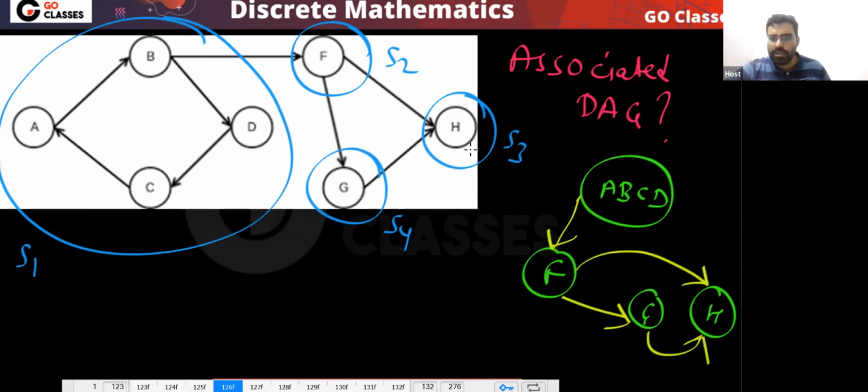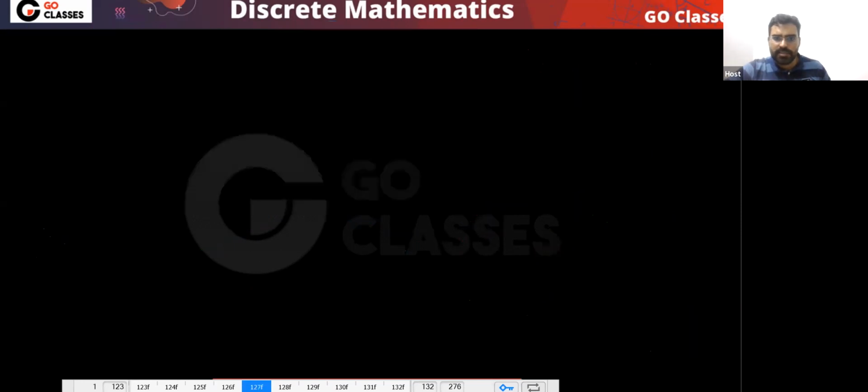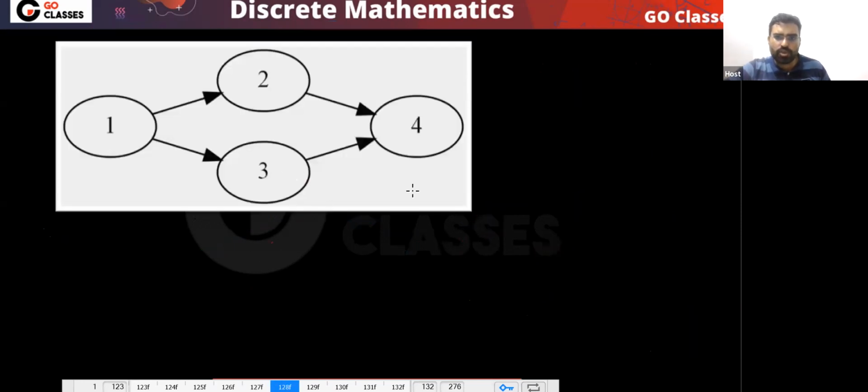Can you notice this is also a directed acyclic graph? Is this clear to everyone? This is the associated DAG. Next, what about this? What is the associated DAG for this?